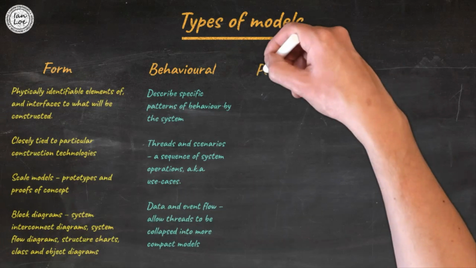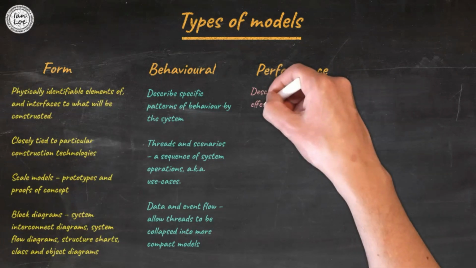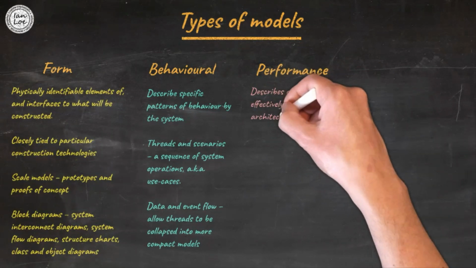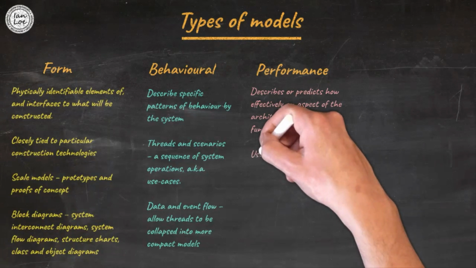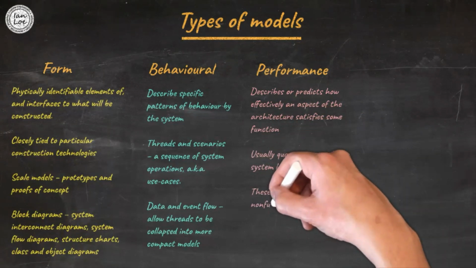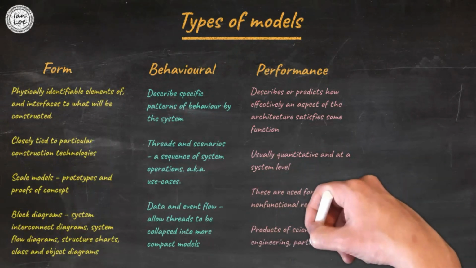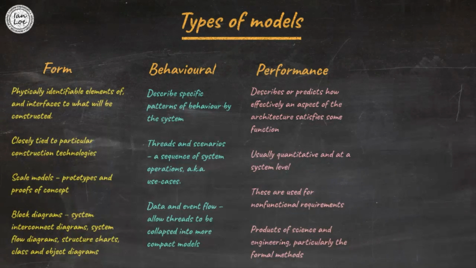The next type is performance models. These are used to describe or predict how effectively an aspect of the architecture satisfies some function. These are usually quantitative and at a system level. These are also used for non-functional requirements and are products of science and engineering, particularly the formal methods.